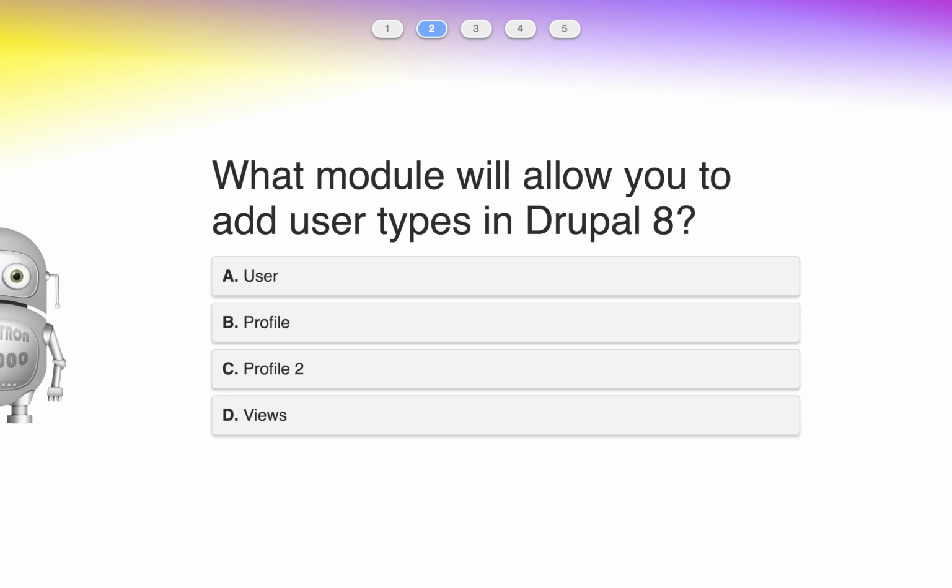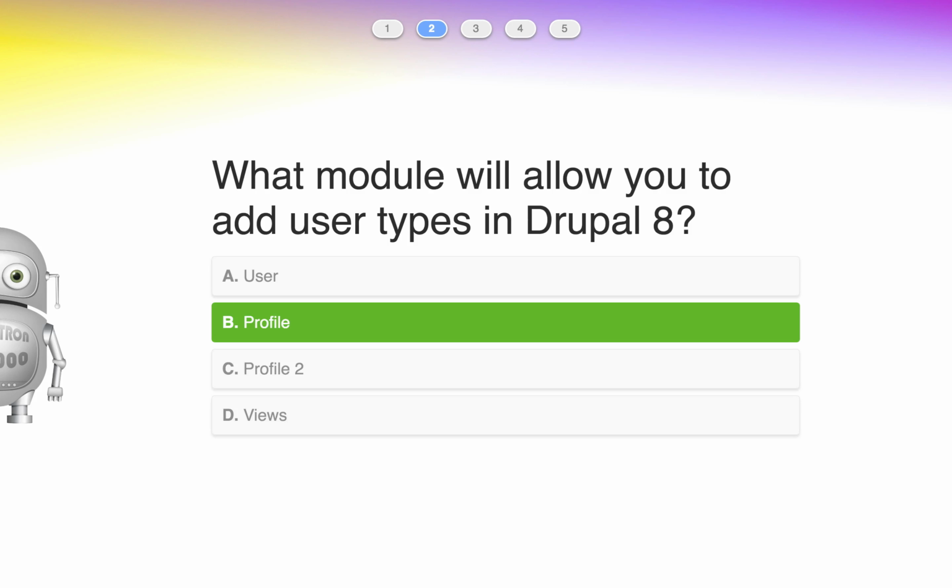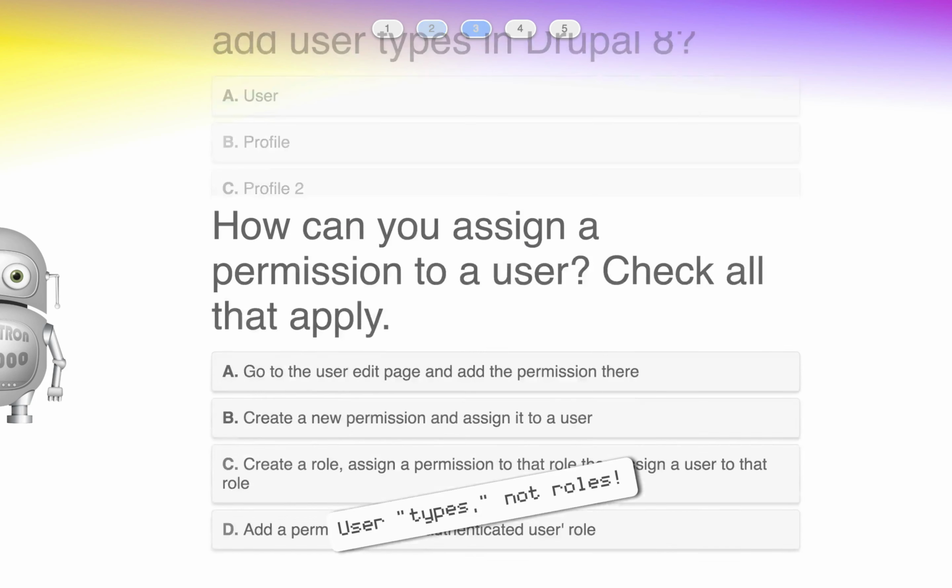Question 2. What module will allow you to add user types in Drupal 8? The answer is B, profile. As of this recording, it's not quite ready to use, at least not in the way that we're using it, but in the near future it probably will be, so keep an eye on it if you have a use case for user roles.